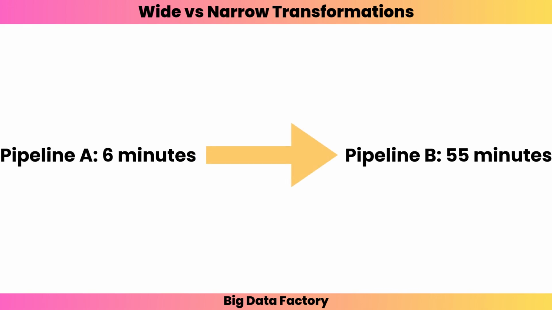Two Spark pipelines, same cluster, same data source. Pipeline A finishes in 6 minutes, pipeline B finishes in 55 minutes. And the difference is one extra line of code.